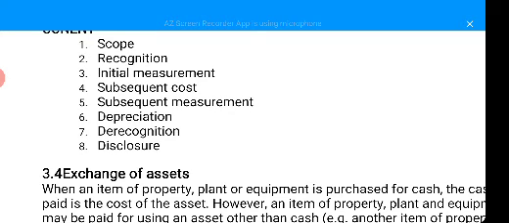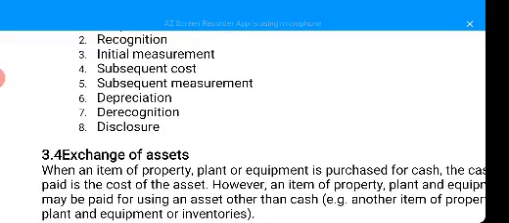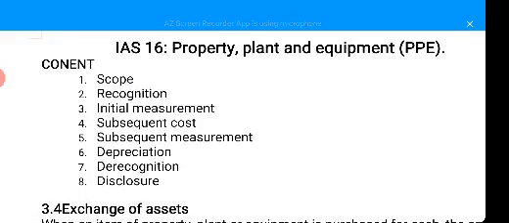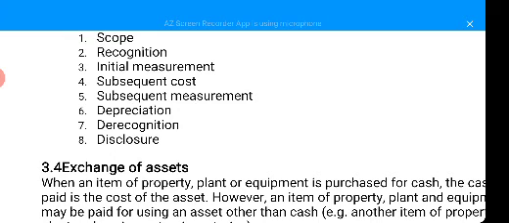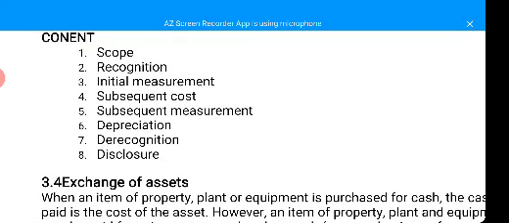Your carriage inward is part of the cost of the asset. If the asset requires professional service for you to acquire it, the cost of that professional service is a part of the asset. To save our time, you can look at our previous class and understand that. Here we should start from subsequent costs, but there is another thing under the subtopic of initial measurements that we can start from.